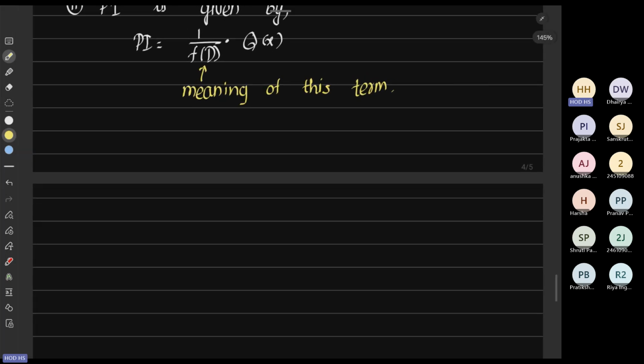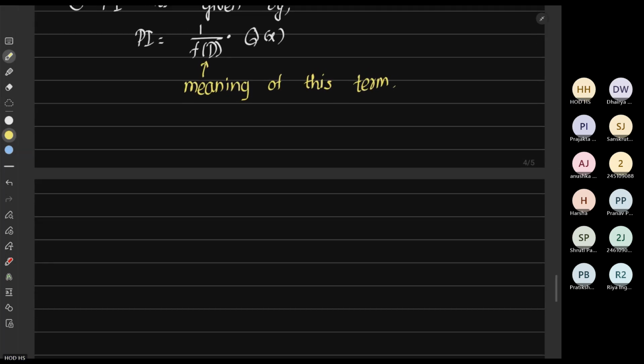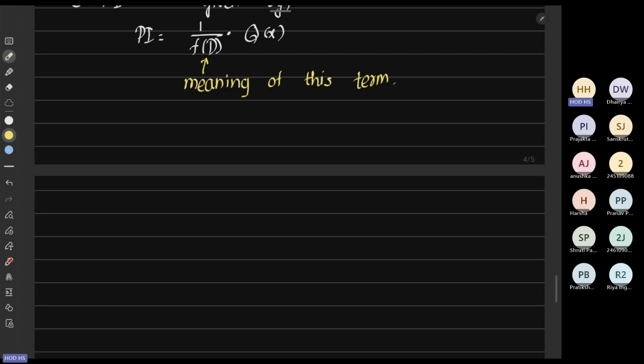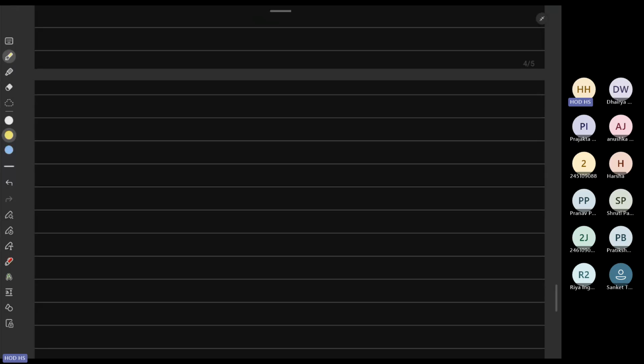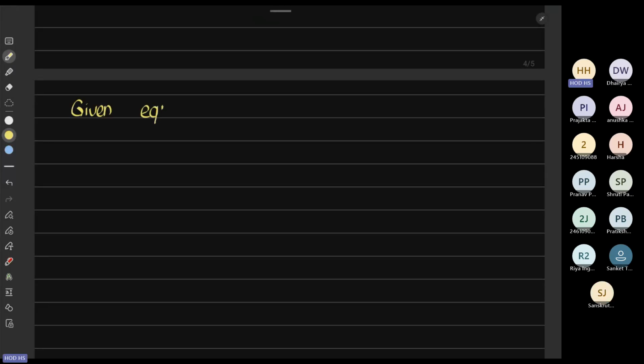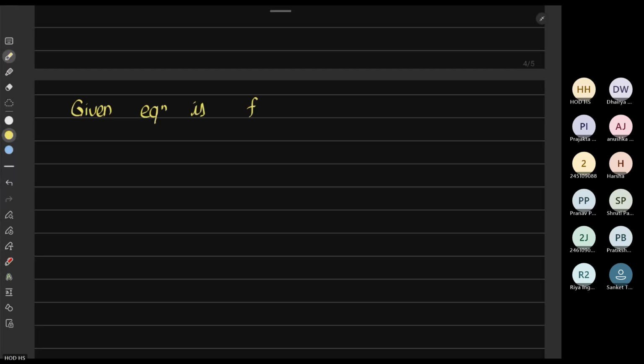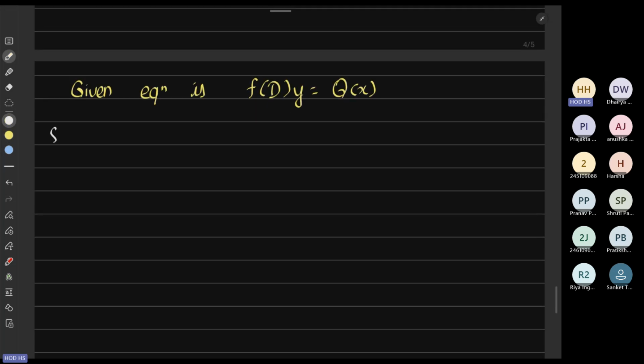There are 5 different rules on the basis of which we can find the meaning of this term. I will list them down and then we will dive into examples where we will use all these meanings. So let's start. Suppose the given equation is f of D times y is equal to Q of x. I will call this special rule 1, SR1.